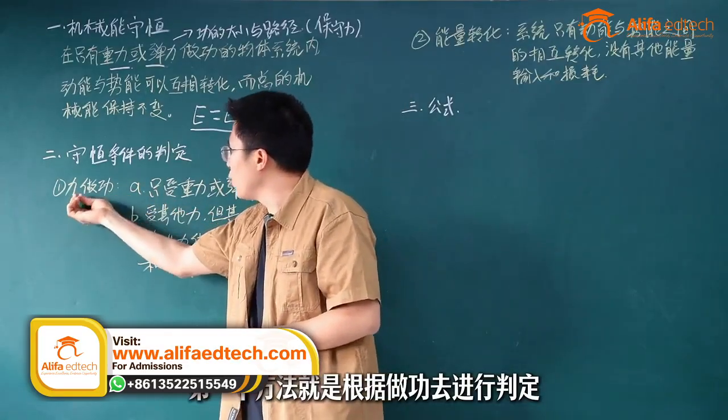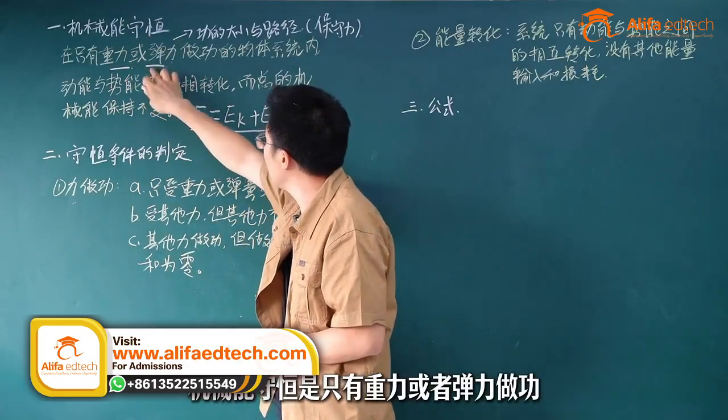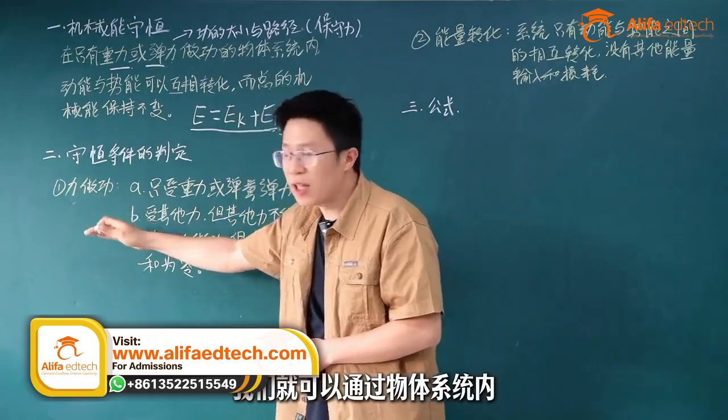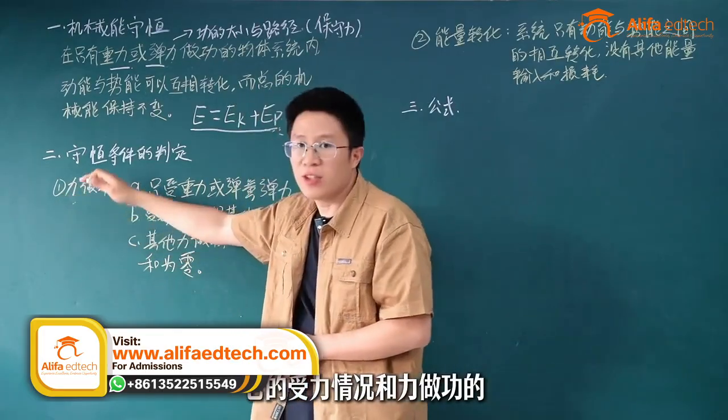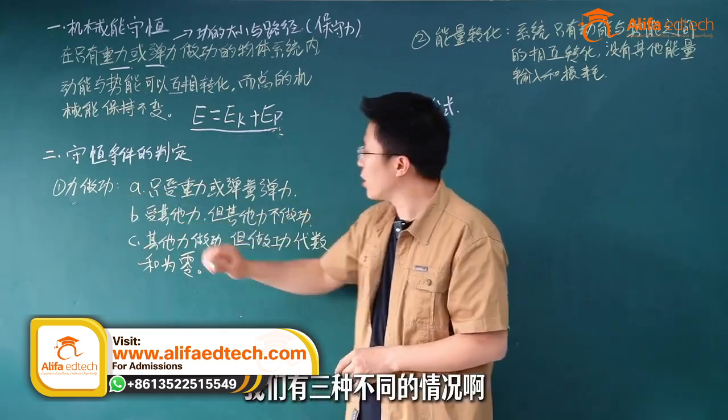The first method is to judge based on the work done, because as we mentioned in the definition, mechanical energy is conserved only when the work is done by gravity or elastic force. So the first point is that we can determine this by looking at the forces acting within the system and the work done by those forces. There are 3 different scenarios for this determination.